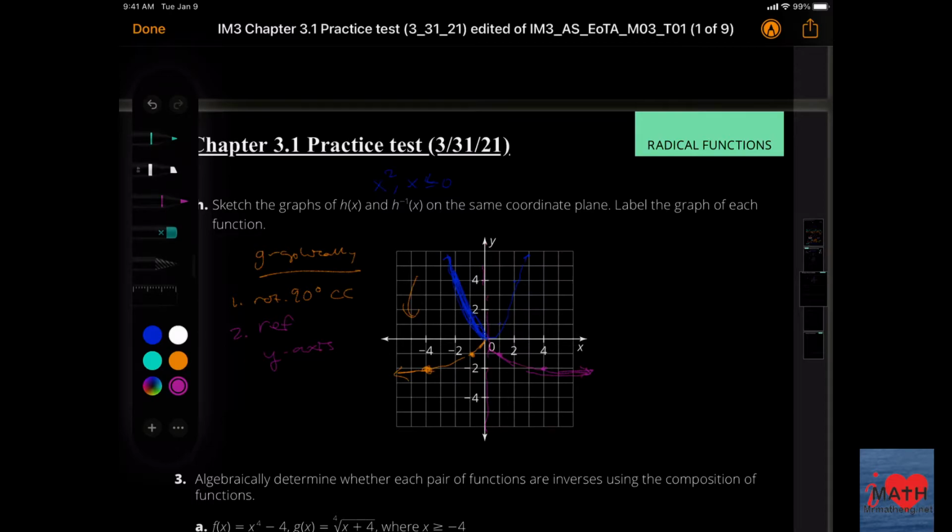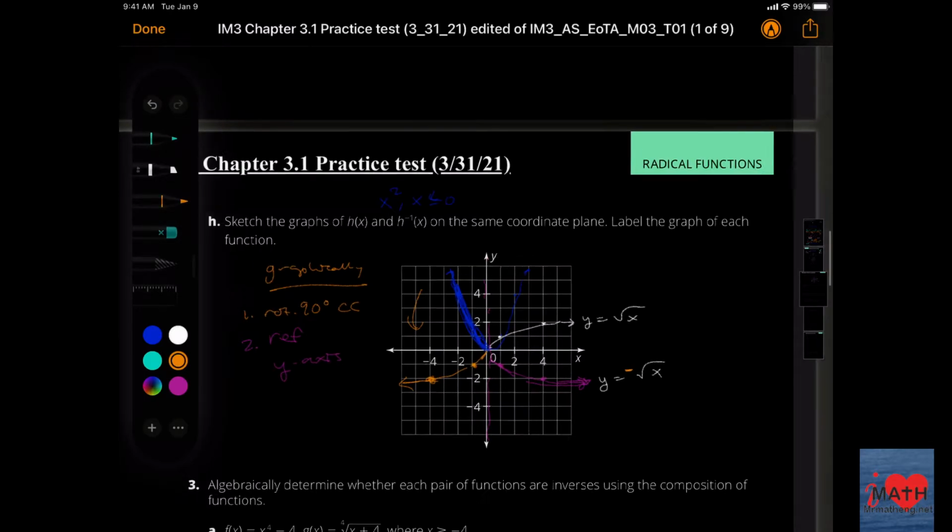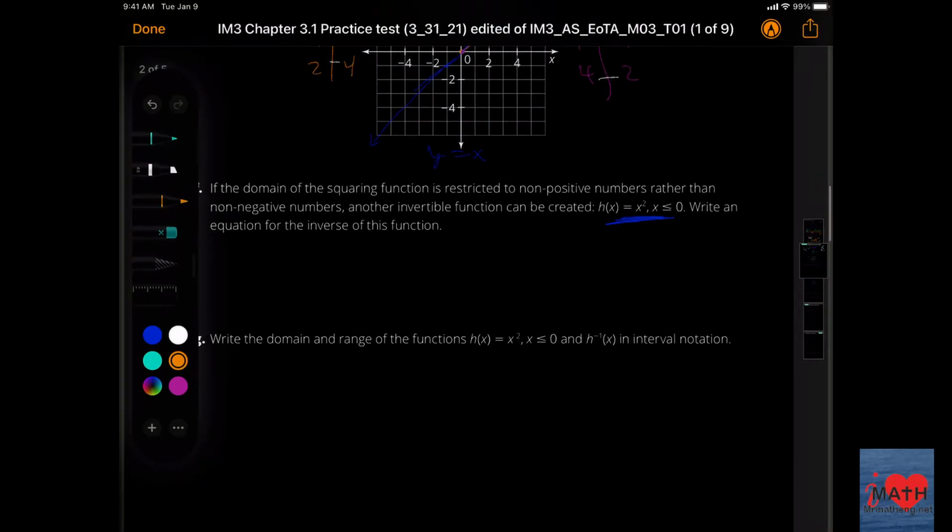Okay, now what does this graph actually look like? I know it's kind of confusing, but I'm going to put this one on there too. Well, this one is the square root of x. And this is essentially the square root of x, but reflected over the x-axis. How do you get something reflected over the x-axis? Well, if you remember your transformations, all you have to do is put a negative in front. So that's the answer for this one. H prime of x would just basically be the negative of square root of x.